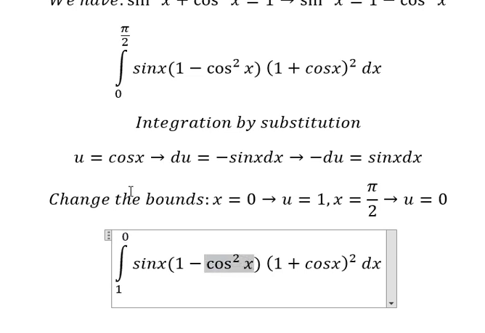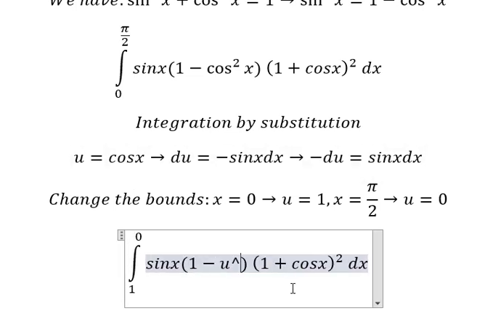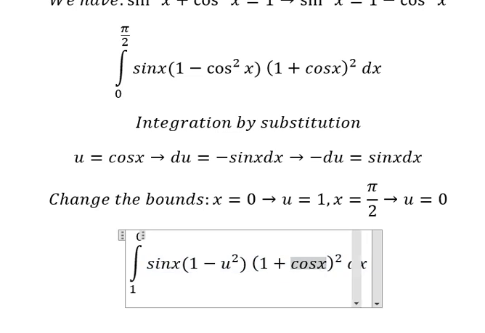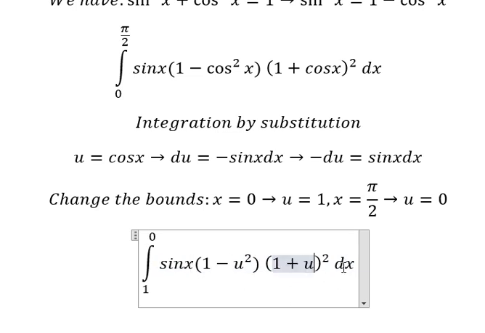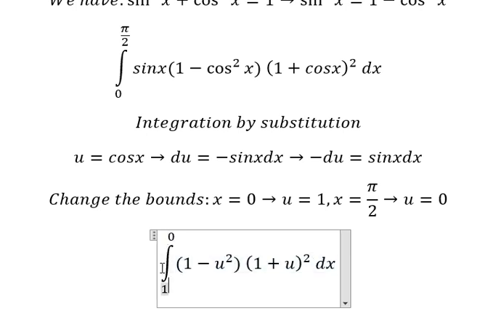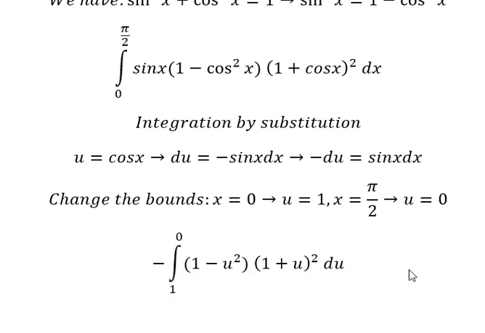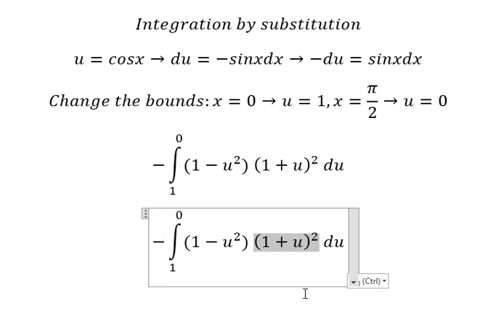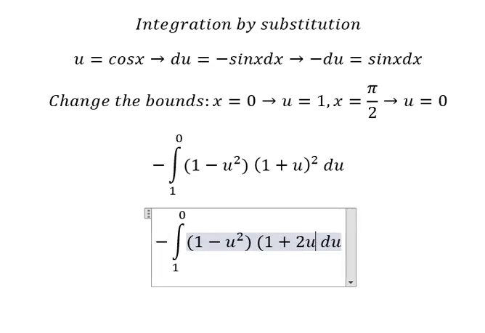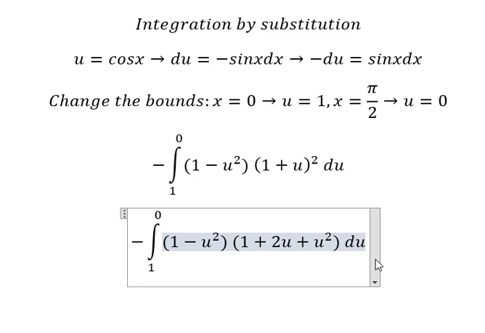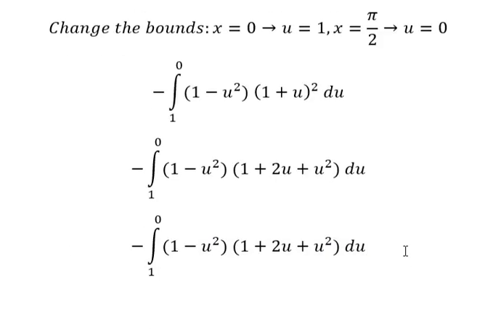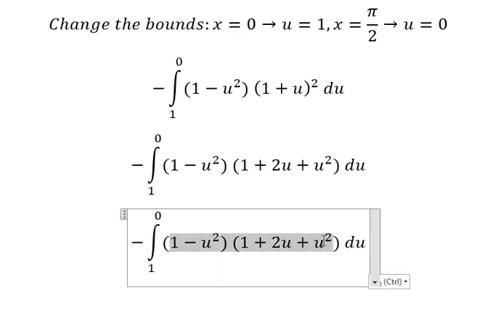Cosine x is u, and this is u squared. This one is u. Sin x dx we change for negative du. So we need to expand this one. Next, we need to expand this one. So we have like this.